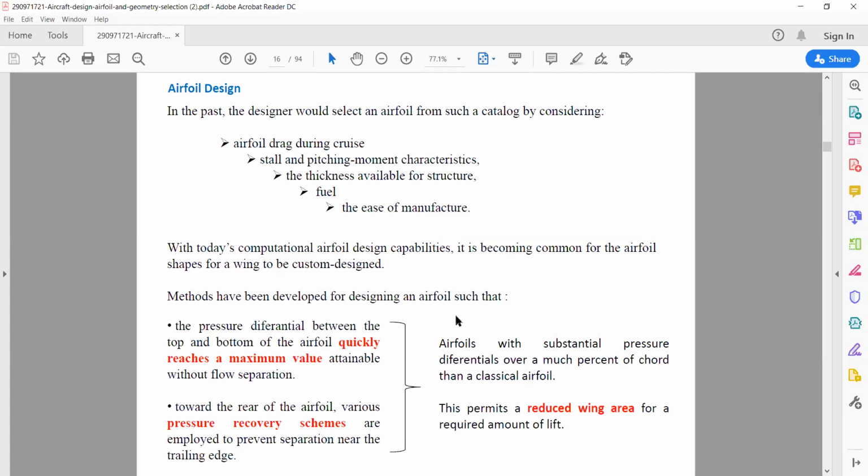Okay, understood. And also you can see that the difference between the top and bottom of the airfoil quickly reaches the maximum value attainable without flow separation, and airfoils with substantial pressure differentials over much of the chord are better than a classical airfoil.